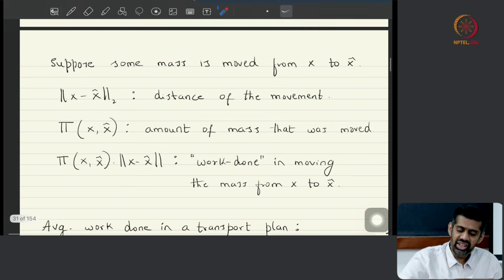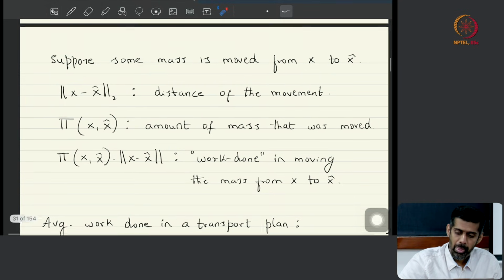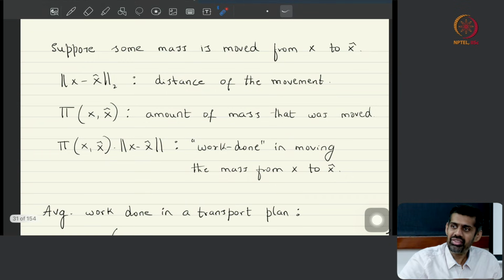Okay. Now let us define that. There are again so many ways to do it, people have done it in this one way. Suppose some mass is moved from a place x to x cap, where x and x cap are two dummy points to represent 2 points on the support of the distribution that we are looking at. Let us say that we move some mass from x to x cap. Now the distance of the movement can be quantified as the norm of the difference vector x minus x cap, that is the distance. What is the mass that was actually moved, that can be quantified using the likelihood of those 2 points under the joint distribution that we are considering.